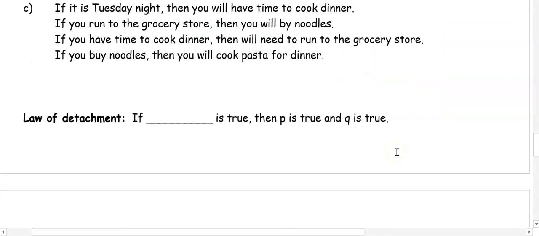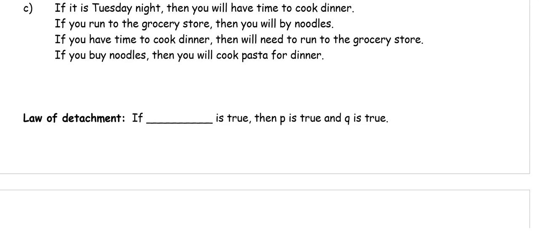Another chain rule is by words. So in C, we have, if it is Tuesday night, you will have time to cook dinner. If you run to the grocery store, you will buy noodles. If you have time to cook dinner, then you need to run to the grocery store. If you buy noodles, then you will cook pasta for dinner.